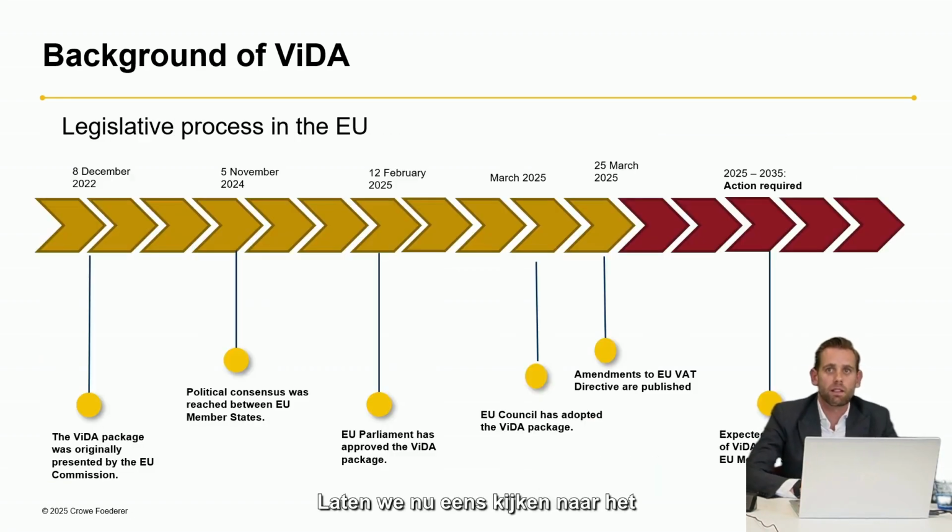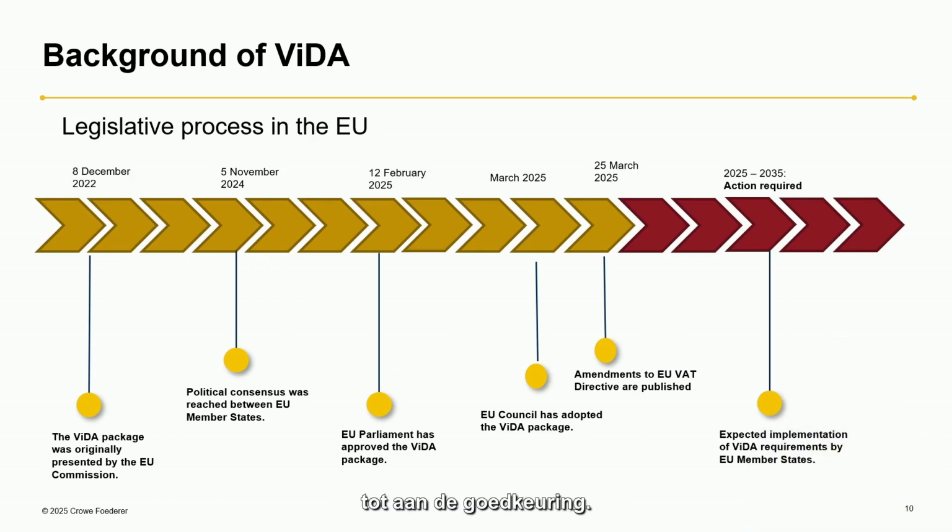Next, let's have a look at the legislative process of the ViDA package from proposal until adoption. It started back in 2022. In December 22, the ViDA package was originally presented by the EU Commission. And then after that, all EU member states had to agree on this ViDA package. So it took a couple of years until 5 November 2024, until eventually a political consensus was reached between all EU member states.